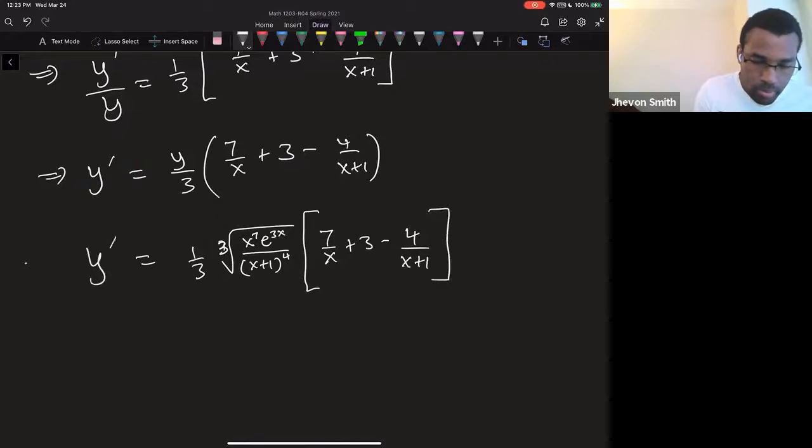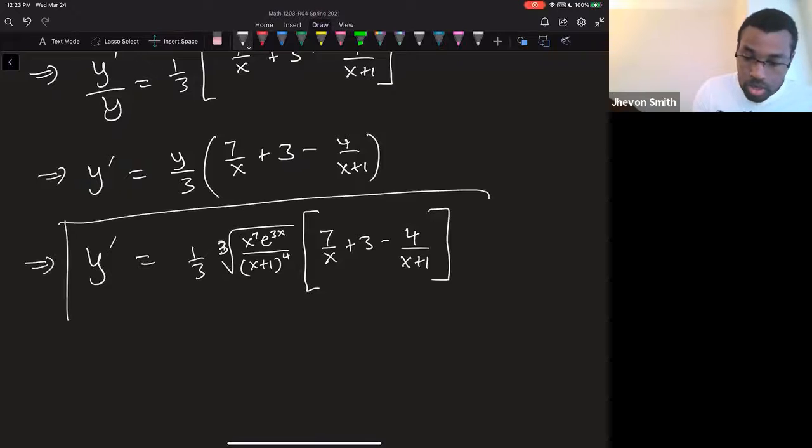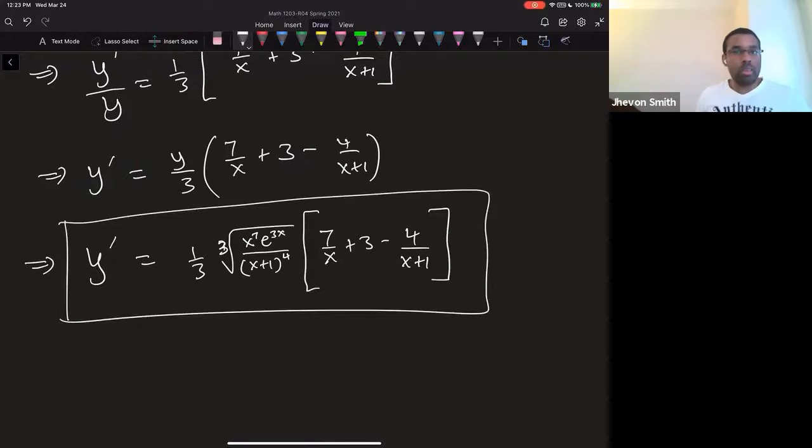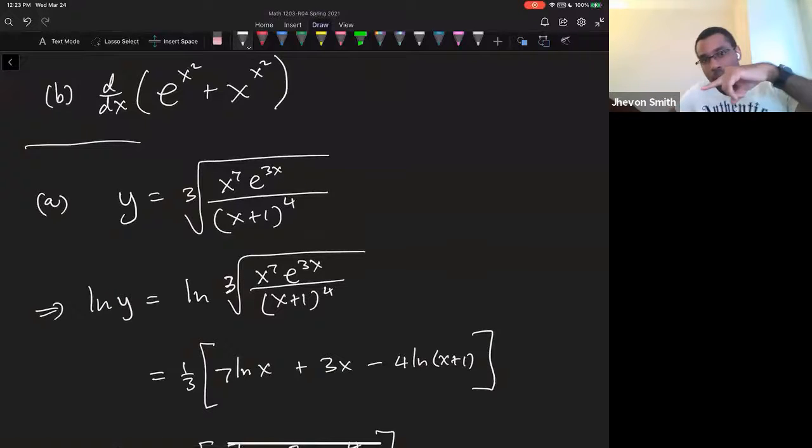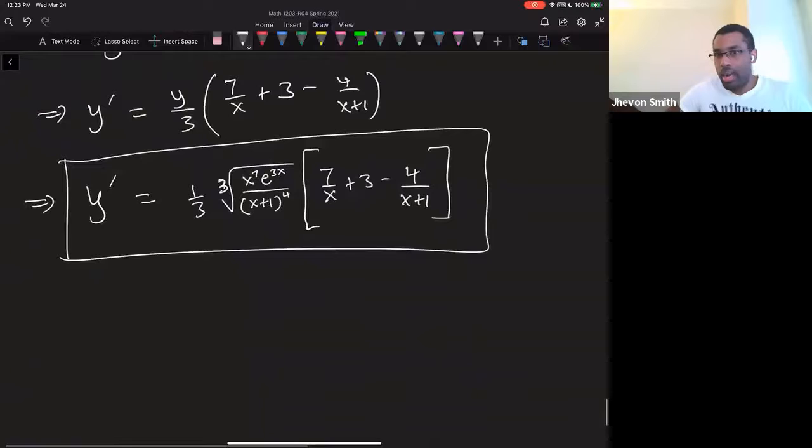That's our y prime, which looks like a monstrosity, but I think psychologically it was easy to actually get there, which it would not have been had you tried to do the chain rule, then multiply by the derivative of the inside, where you have to do the product rule within the quotient rule and a chain rule within the quotient rule. It would have been really annoying, but that was actually pretty okay.